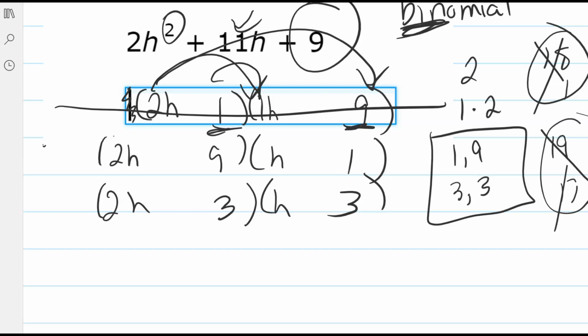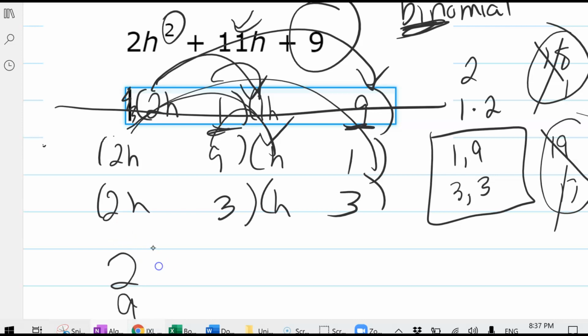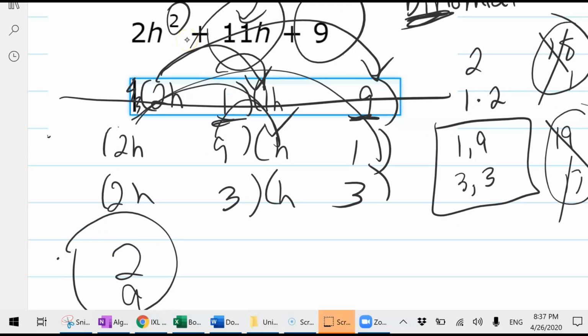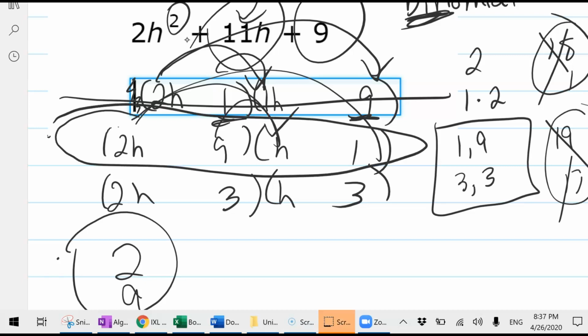I've got 2 times h. Cool, 2h squared. I've got 9 times 1. So I've got 9. So far I have 9 and 2. And then I want to see if I add them or subtract them, do I get 11? 9 plus 2 is 11. So here we're going to use, this is the correct one, because I need it all to be plus. This is a plus and this is a plus.